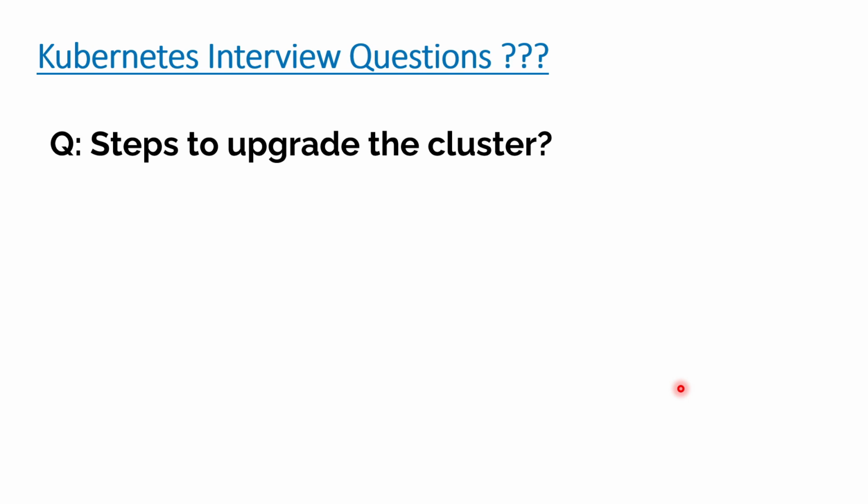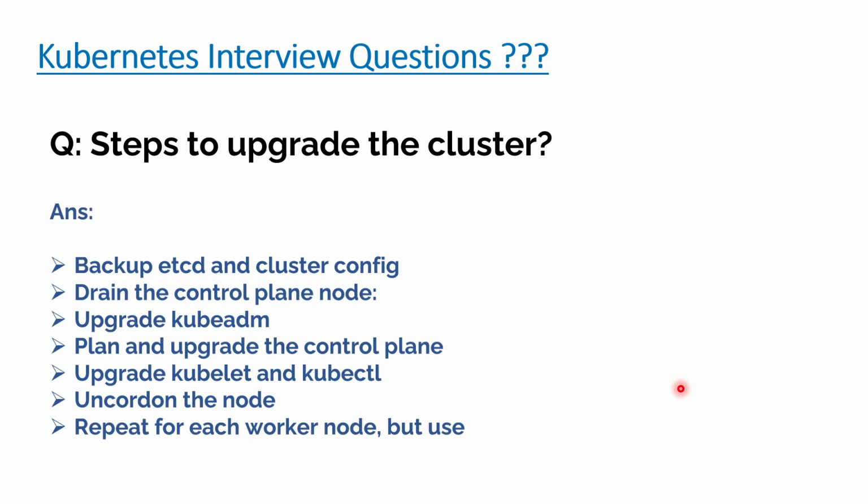Next question: steps to upgrade the cluster. Very important and popular ask in an interview. How do you upgrade a cluster? Basically, first of all, you back up your etcd and cluster config. You drain the control plane node. Important thing. You upgrade kubeadm. Then you upgrade your kube control plane. Then you upgrade your kubelet and kubectl. Uncordon the node. Then repeat for each worker node.